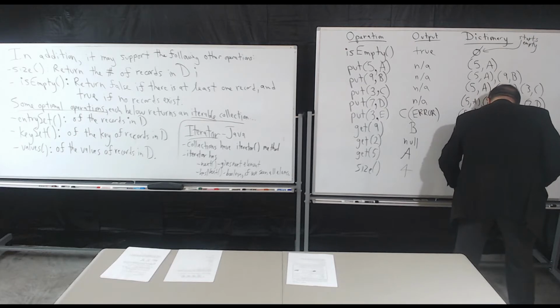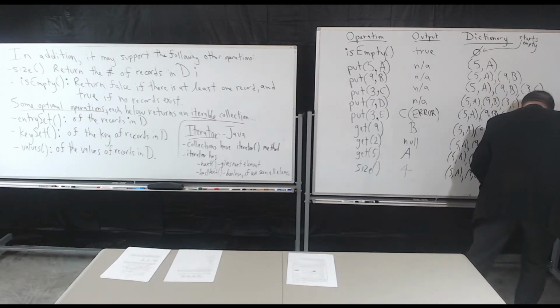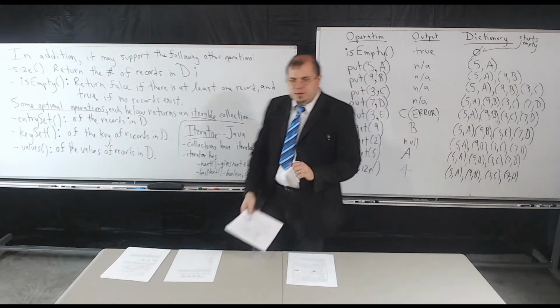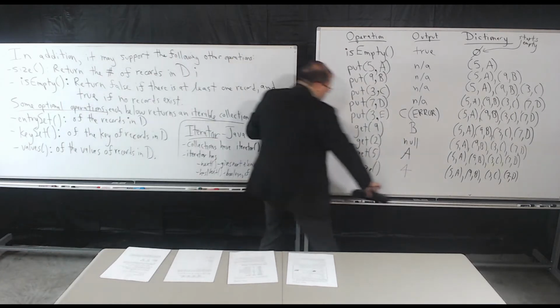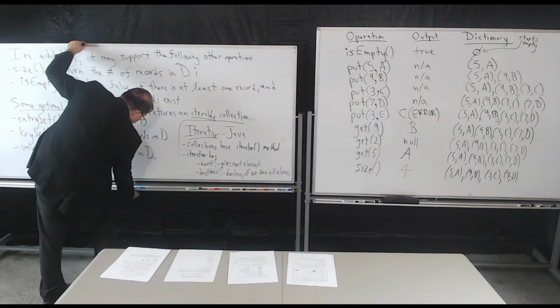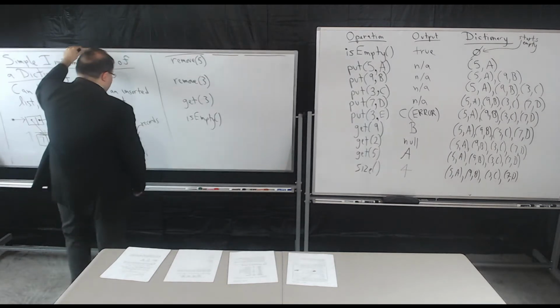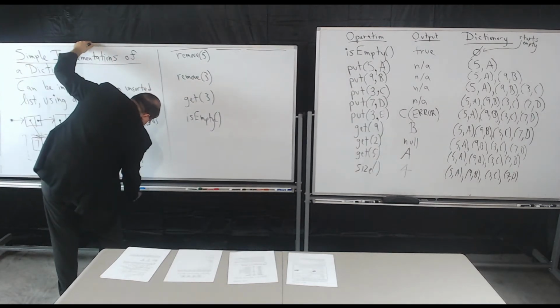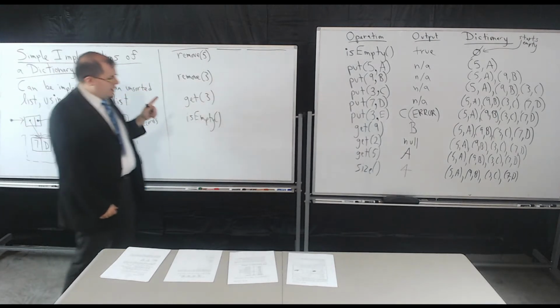5A, 9B, 3C, 7D. Okay. Let's go through some more here. I prepared in advance some more examples. So don't worry about what's on the left quite yet. We're going to get there.